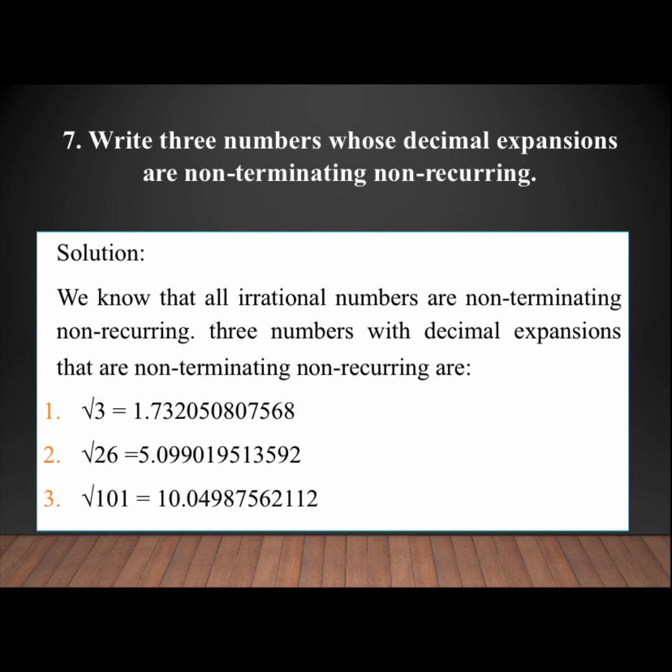Now the next question of the exercise is: write 3 numbers whose decimal expansions are non-terminating and non-recurring. As we all know, irrational numbers are non-terminating and non-recurring. The examples are root 3, root 26 and root 101. We all can check the values of these examples here.